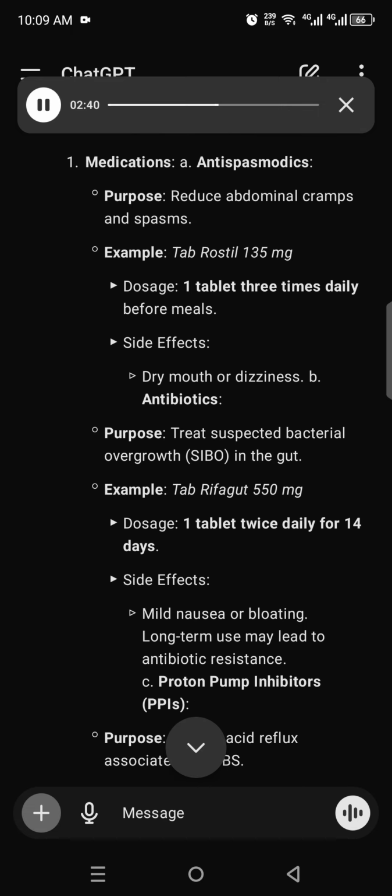Example: Tab-Rostil 135 mg. Dosage: 1 tablet 3 times daily before meals. Side effects: dry mouth or dizziness.